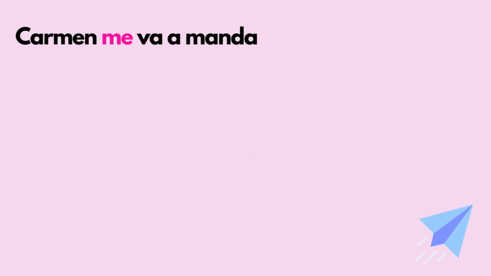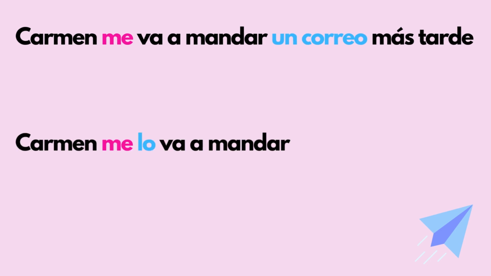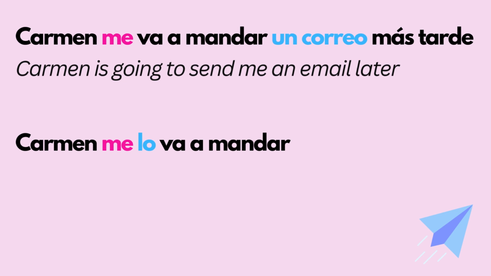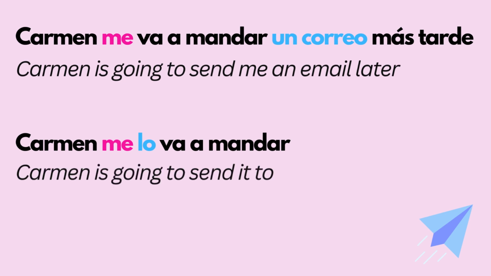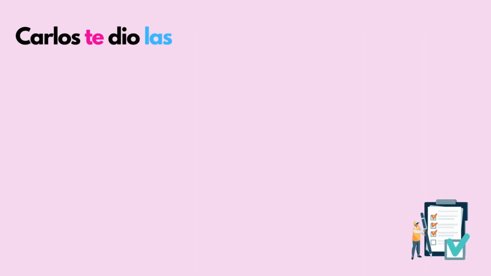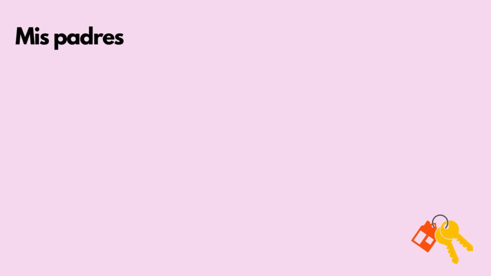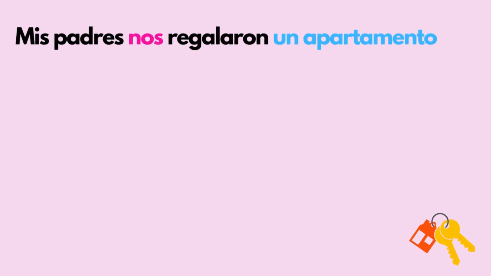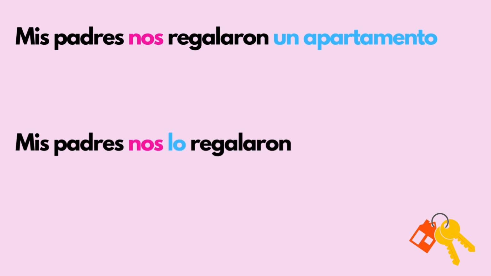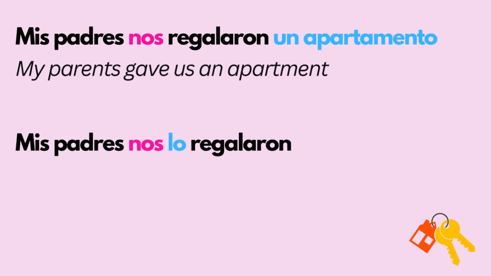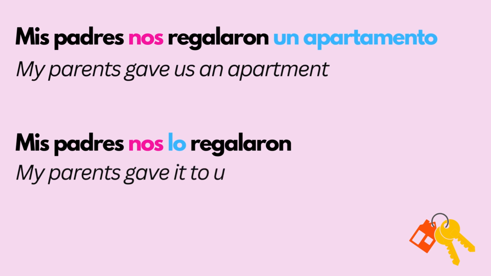Let's see some examples to illustrate this. Carmen me va a mandar un correo más tarde. Carmen me lo va a mandar. Carmen is going to send me an email later. Carmen is going to send it to me. Carlos te dio las instrucciones. Carlos te las dio. Carlos gave you the instructions. Carlos gave them to you. Mis padres nos regalaron un apartamento. Mis padres nos lo regalaron. My parents gave us an apartment. My parents gave it to us.